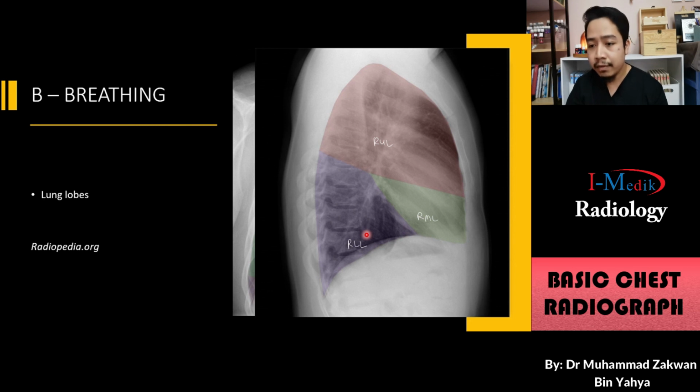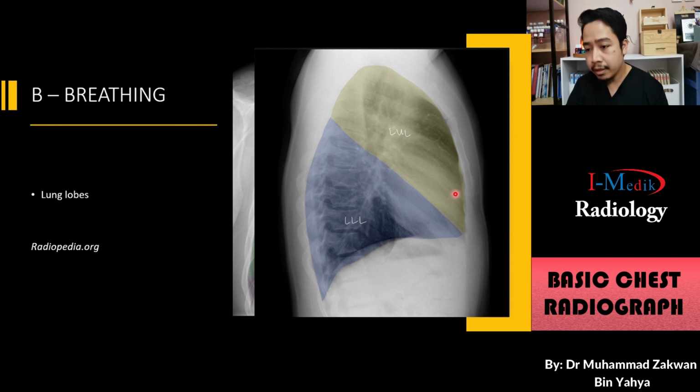This is the left lobes. We have left upper lobe and left lower lobe. Sometimes a lesion at the anterior part of the left upper lobe, the anterior segment of the left upper lobe, will also be projected on the left lower lobe. So we can only localize it on the lateral chest radiograph.